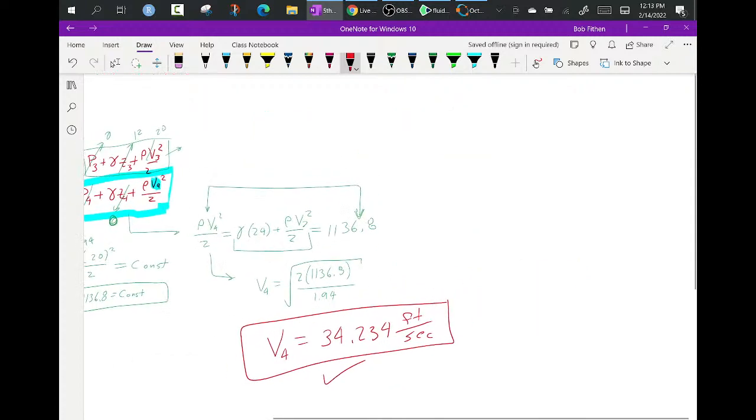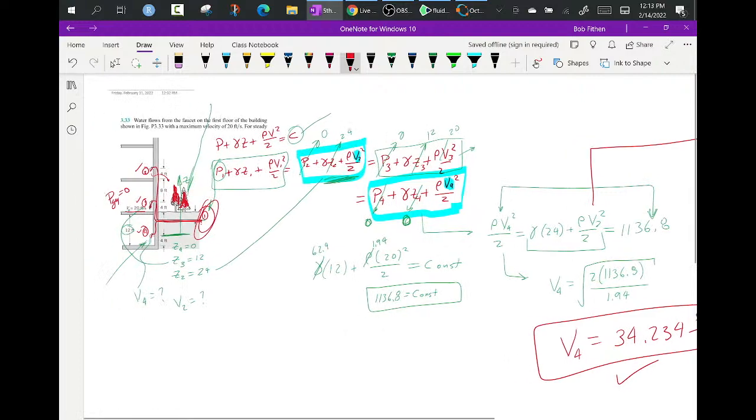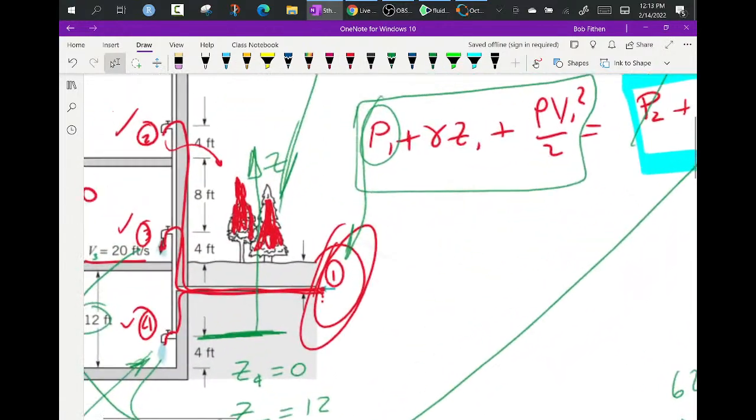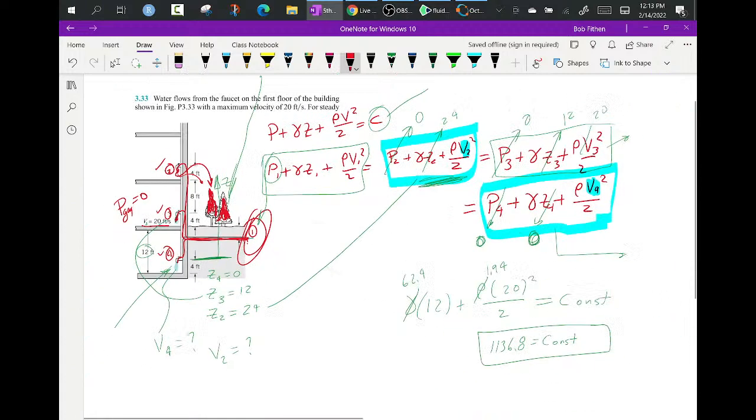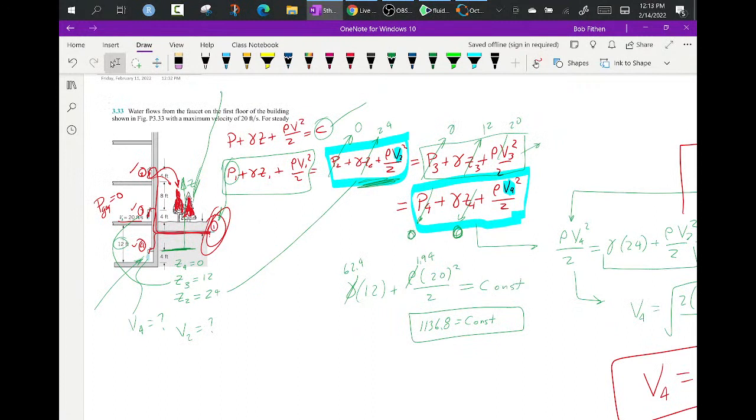Now, let's try to find velocity of 2. Because the velocity of 2 is what you're going to use to connect your fire hose out and put out your burning trees. Okay, I just changed the problem. Here's the forest fire outside your yard. It's getting really, really big.